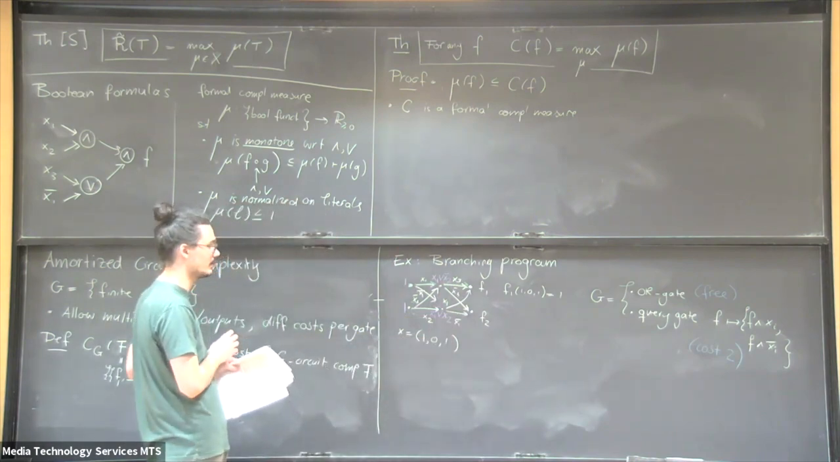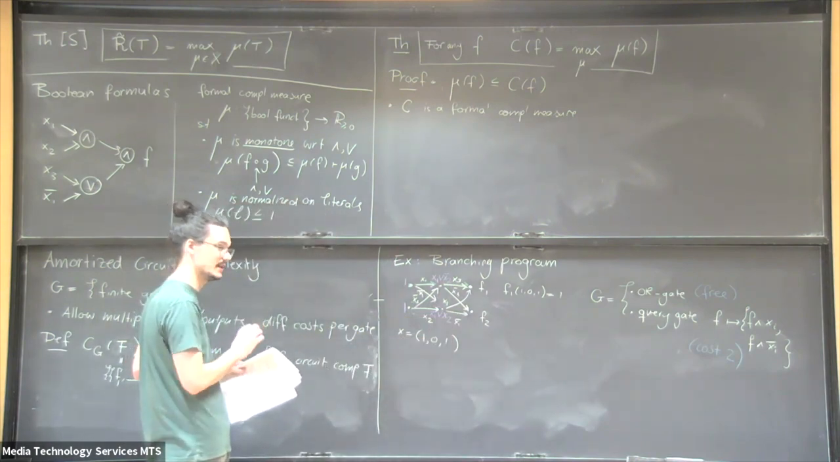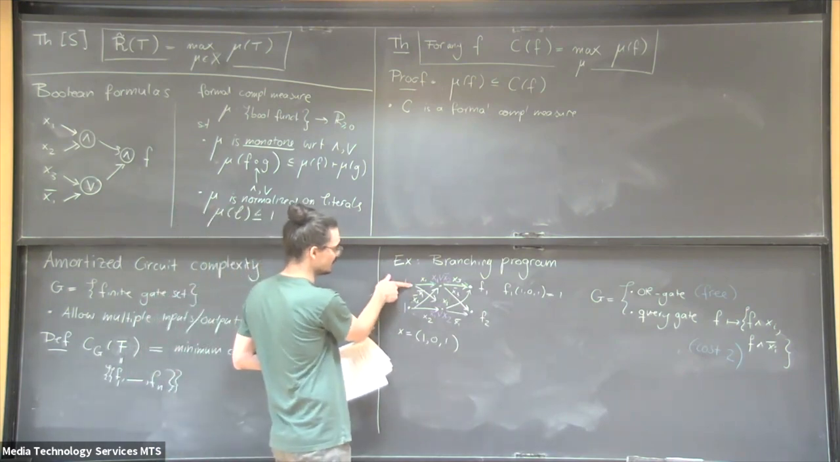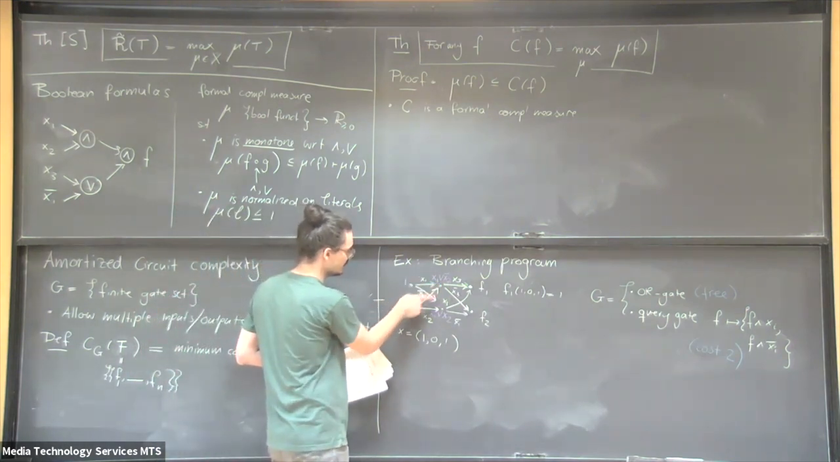So there are 4 branching gates. Here I'm branching on x1, here on x3, here on x2, here on x1.